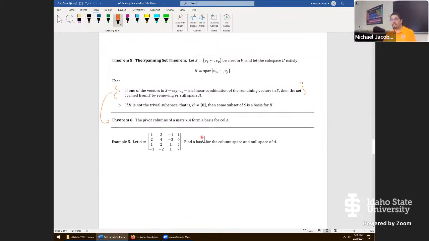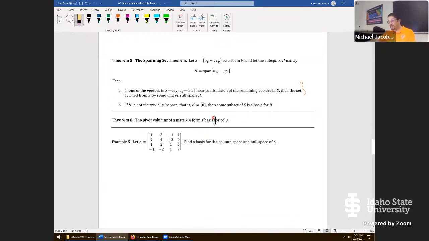Oftentimes, we're trying to find independence or dependence. You notice we put things into a matrix very, very often. And you're trying to find a basis for this set right here. What you would do is throw the vectors inside of an actual matrix A, find the pivot columns, and anything that's not a pivot column, you just delete. Take the original pivot columns from the matrix A, and that's your basis. So we'll practice that in examples 5 and 6 just to see how this all goes.